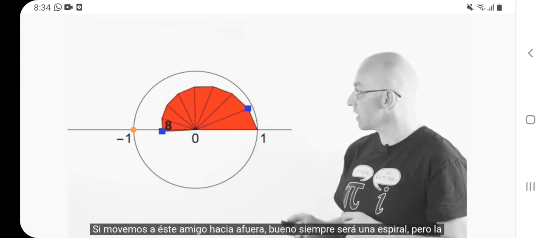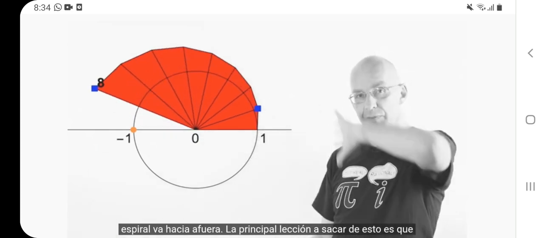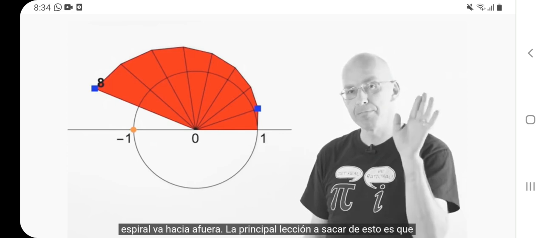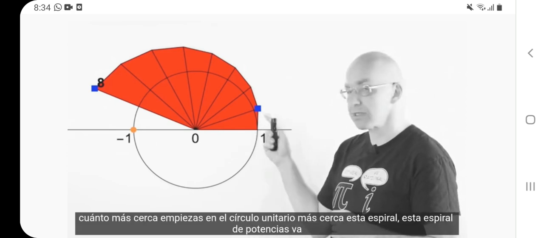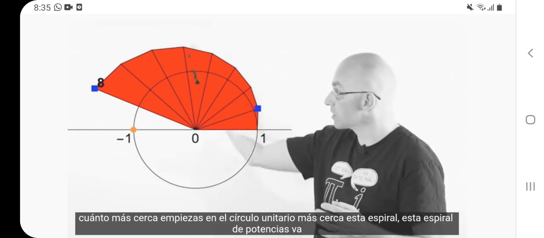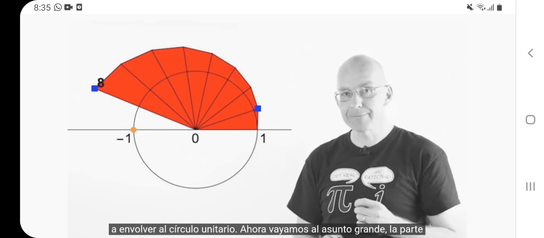If we move this guy outside, it's always going to be a spiral, but the spiral spirals outside. The main lesson to take away from this is that the closer you start at the unit circle, the closer this power spiral will wrap around the unit circle, okay?